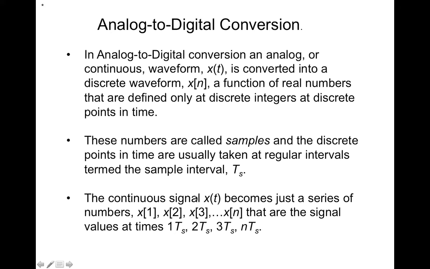Discrete points in time are usually taken at regular intervals, and that's termed the sampling interval, T sub s. So then x of t becomes a series of numbers, and the signal becomes x of n, where n is 1, 2, 3, and so on, all the way up to some maximum. And x of 1 would occur at 1 times the sampling time, x of 2 at 2 times the sampling time, x of 3 at 3 times the sampling time, and so on. So n is literally your number of samples in a data set.